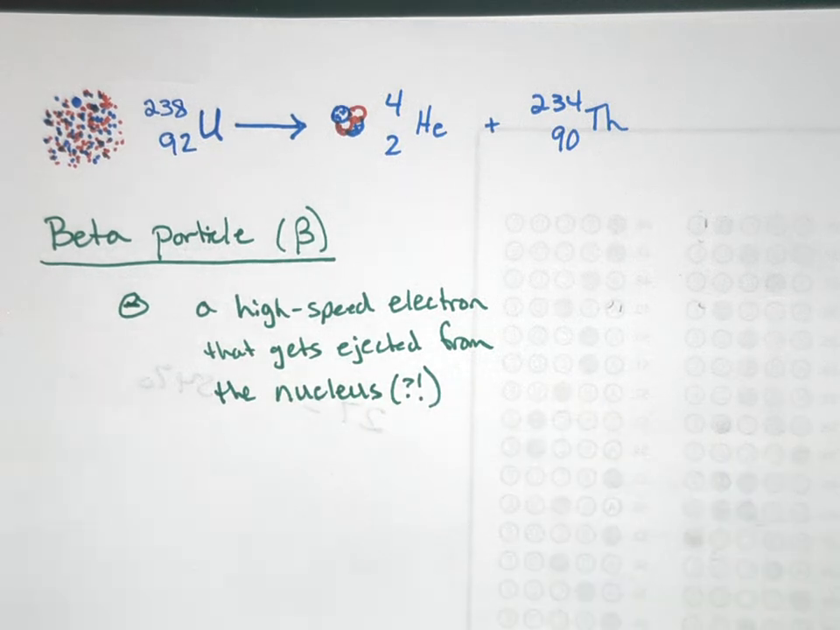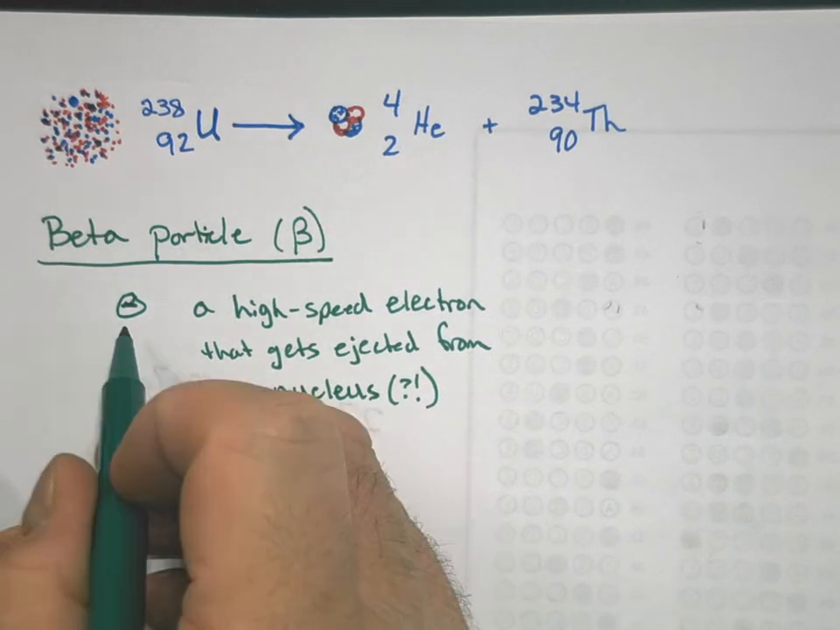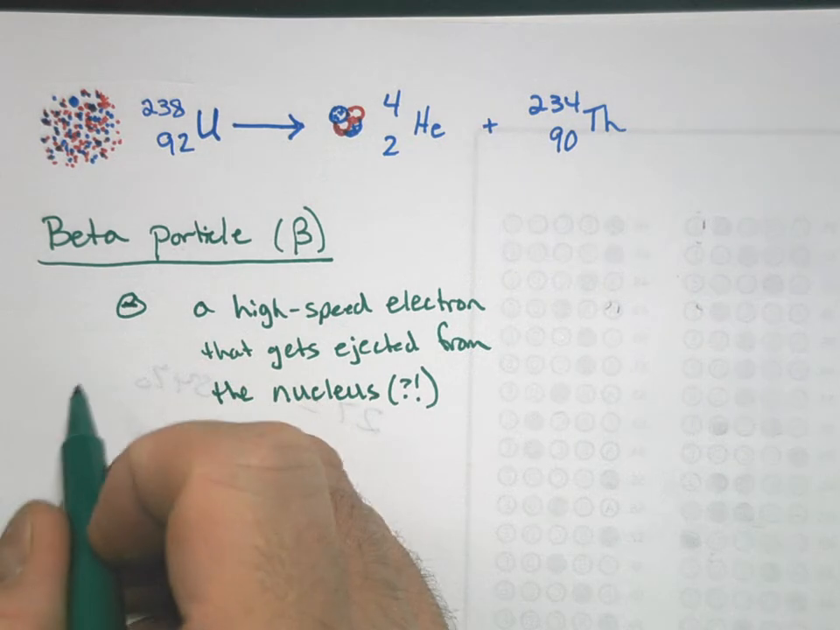It's a high-speed electron that gets ejected from the nucleus. Huh? An electron from the nucleus? What? Okay, here's what happens. This, by the way, is just an electron. This particle has an isotope notation.